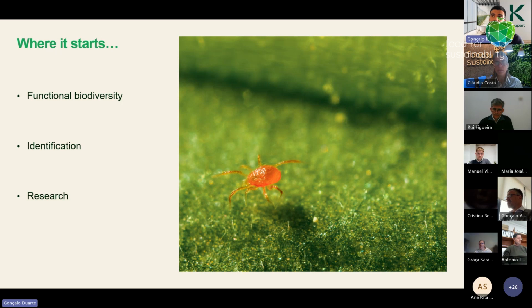So, and then we have to do a lot of research. We have to know a lot of different things, which I'll show you next. By the way, this is the mite we were talking about, Phytoseiulus persimilis, which is still the number one natural enemy for spider mites all over the globe, and it's widely used. It's very effective.